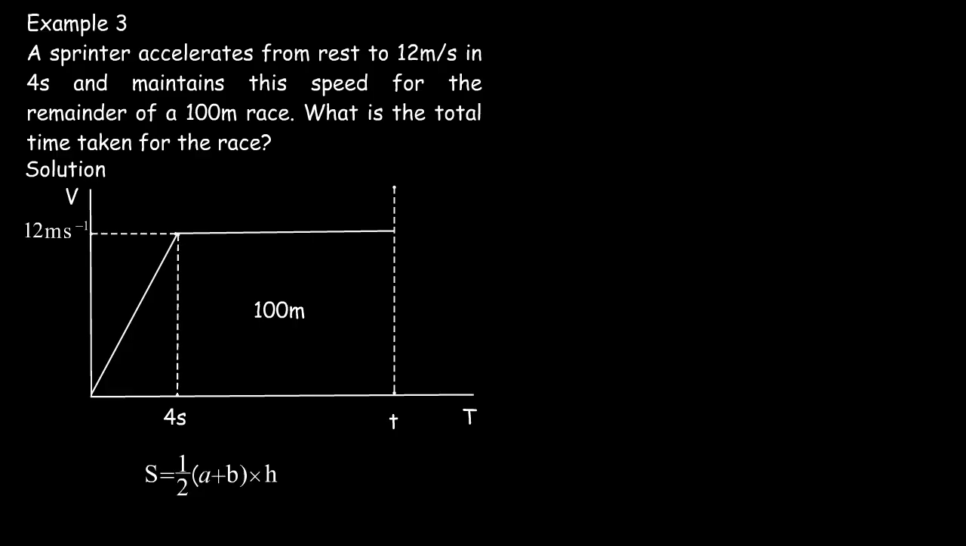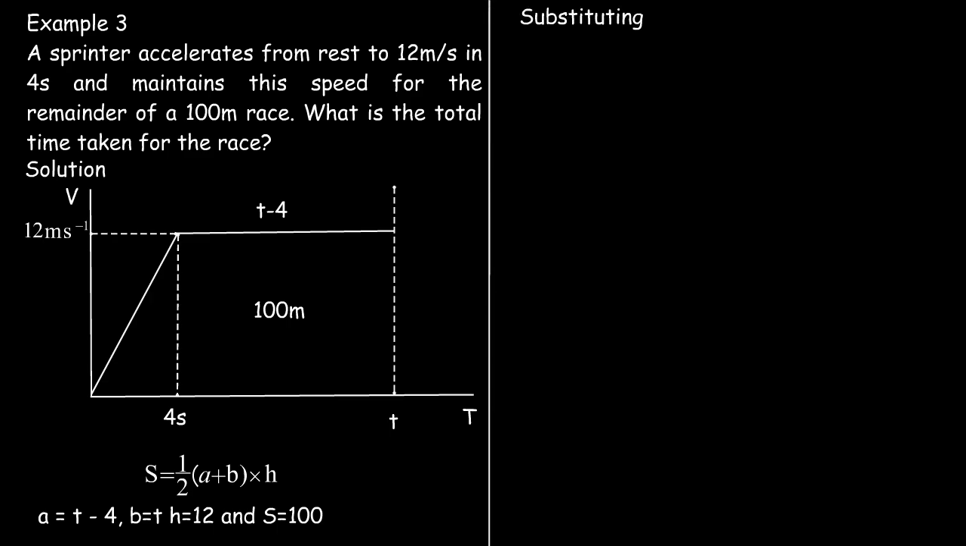So we know that the area under the curve is our distance, and our distance is 100 meters. s is equal to 1 over 2 (a plus b) times h. That's the area of a trapezium, or this trapezium. And we know that a is equal to t minus 4, because the entire journey is t and the first part is 4, so the top will be t minus 4. b will be equal to t, and h will be equal to 12. We know that s is equal to 100.